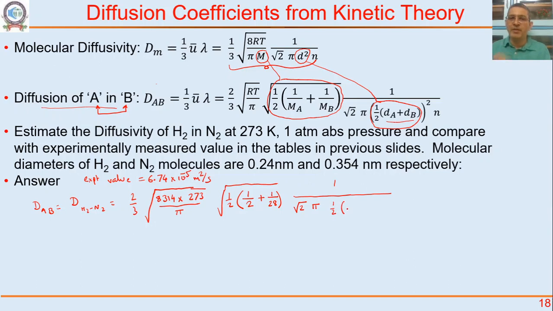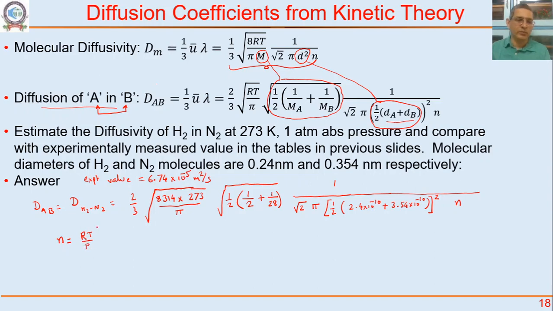half the diameter of A, the diameter of the hydrogen molecule. It is 0.24 nanometers, that is the same as 2.4 angstroms, which is the same as 2.4 into 10 raised to minus 10 meters, plus the diameter of B, it is 3.54 into 10 raised to minus 10, nitrogen, right? This whole thing squared, and N, the number of molecules per unit volume. How do we get the number of molecules per unit volume from the ideal gas law? The number of molecules per unit volume is nothing but RT by P.